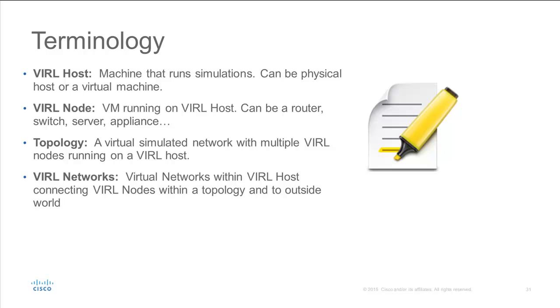So before we get there, let's talk about some terminology. So the VIRL host is the machine, the physical machine, or the virtual machine on which VIRL is running. The VIRL node, excuse me, is an instance that is running inside of VIRL. That could be a router or a switch or an appliance that Joel just described. A topology is the collection of those nodes, and a VIRL network is an IP network that's used inside of VIRL to either connect those virtual machines or to connect those virtual machines with the outside world.